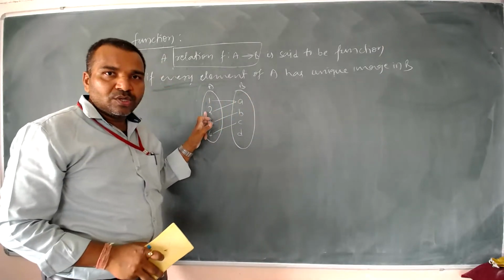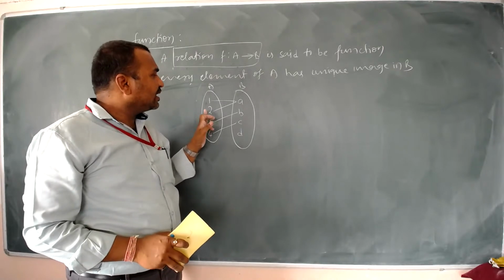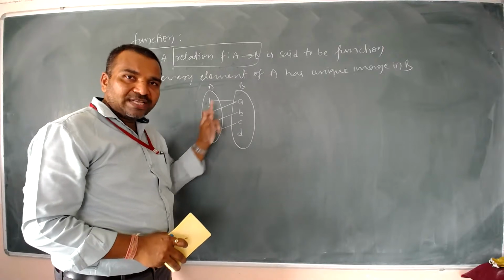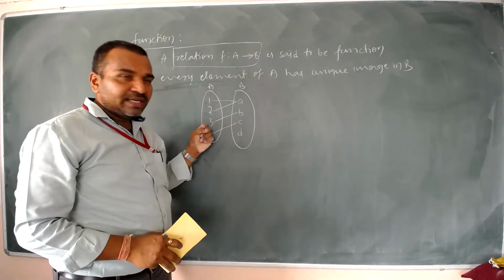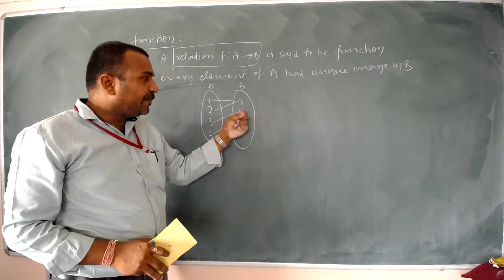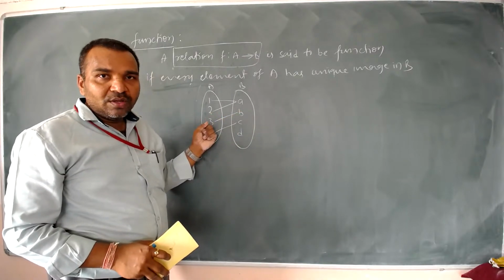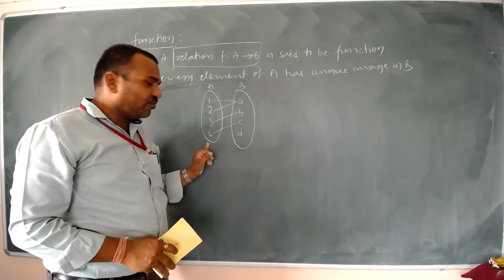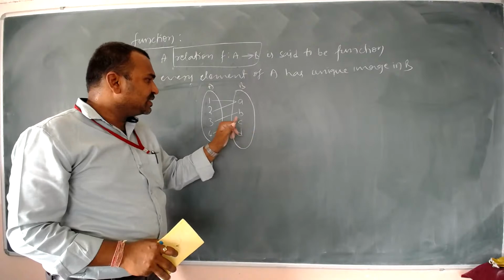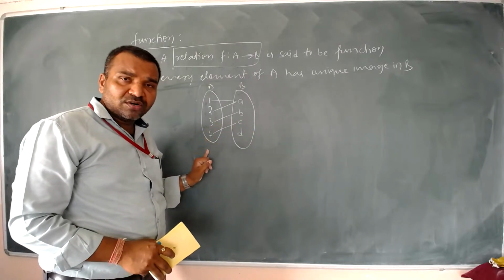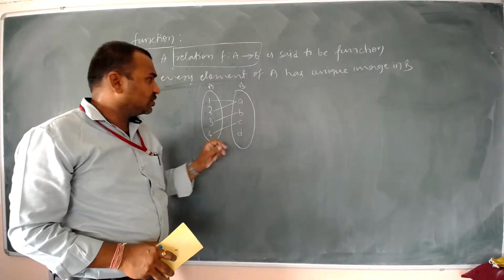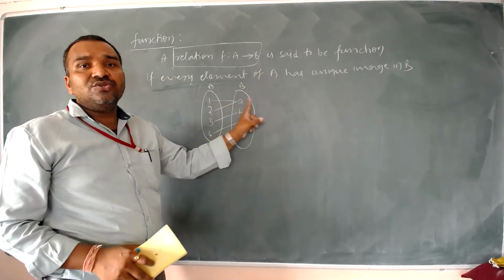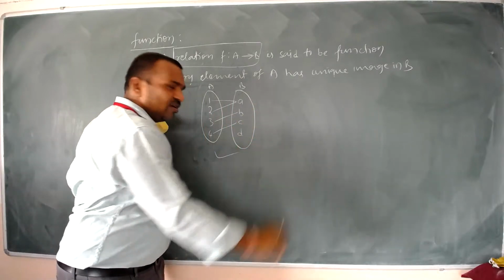Next, go for 2. 2 is also related with A. So A is the image of 2. Therefore 2 has a unique image. Next, go for 3. 3 is related with B. So B is the image of 3. So 3 has only one image. Go for 4. 4 is related with C, which means C is the image of 4. 4 has a unique image. So in set A, every element has a unique image. That's why it is a function.